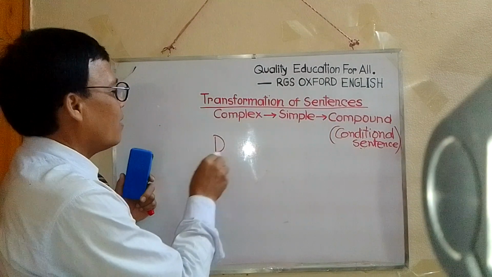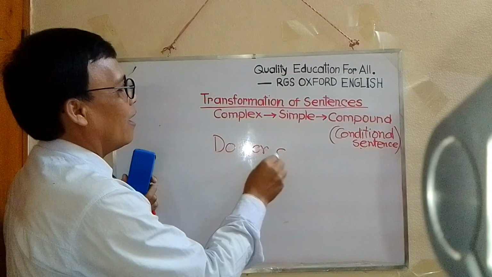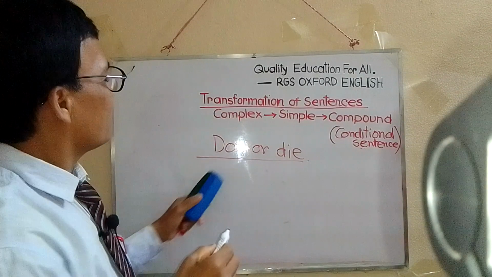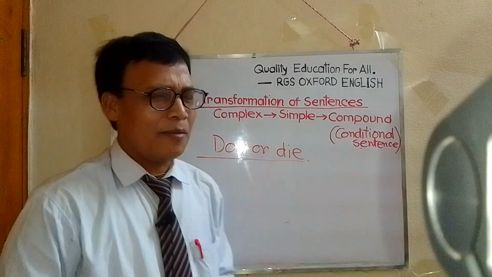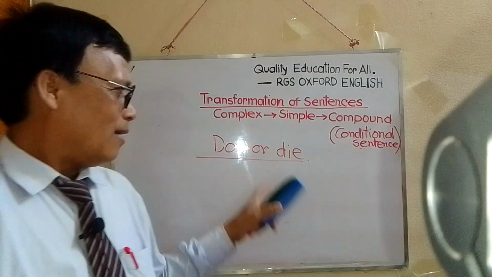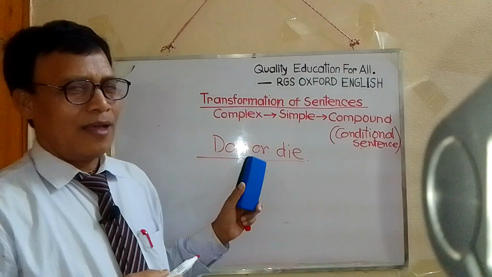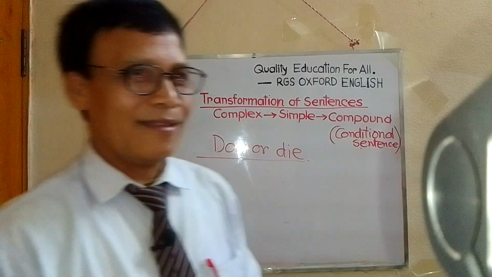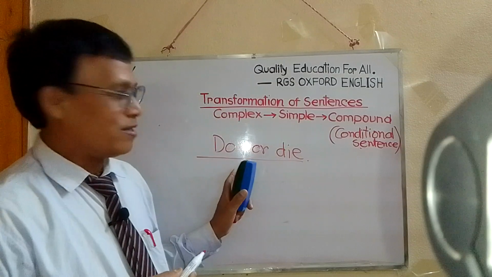You see here, my dear viewers, "Do or die." This is a very common sentence. We see this sentence all the time, and it is very popular, and all the students perhaps know this sentence, "Do or die." Which sentence is it? It is a compound sentence.